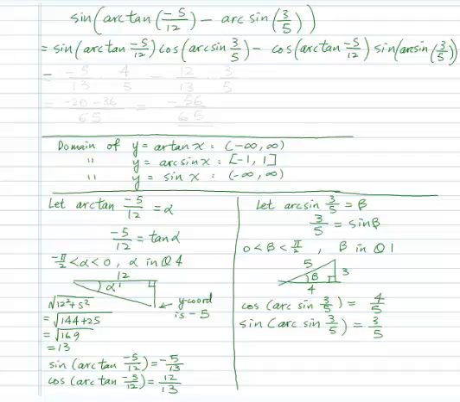We go back to the original. It equals -5/13 times 4/5 minus 12/13 times 3/5, which equals (-20 - 36)/65, which is the same as -56/65.